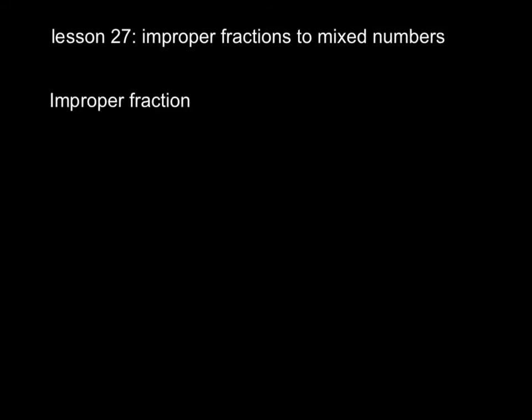And first let me define for you what an improper fraction is. An improper fraction is when the fraction is set up so that the larger number is above the smaller number. For example, 5/3. 5 is bigger than 3, and it's the one that's sitting on top.